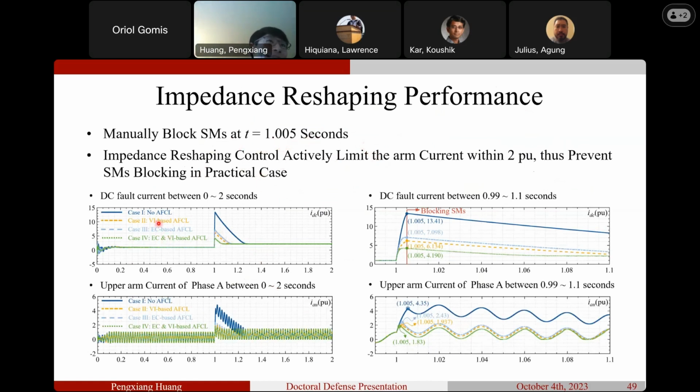We can see that in different cases we apply no fault current limiting control, no fault impedance reshaping, and different fault impedance reshaping. We see that by using our proposed impedance reshaping, we have less DC side current and less arm current. What does that mean? That means the inductive element you reshaped, or purposely added, behaves when the fault occurs.